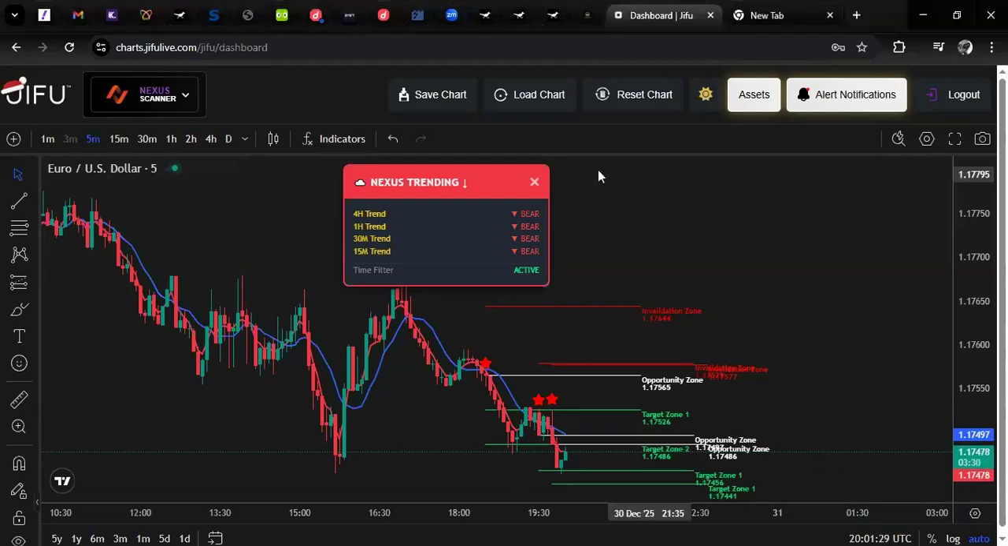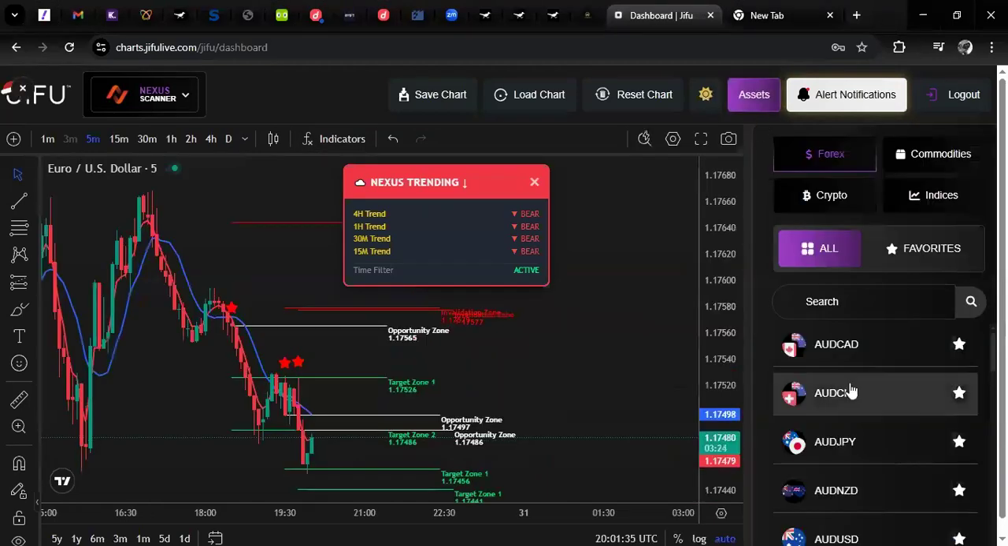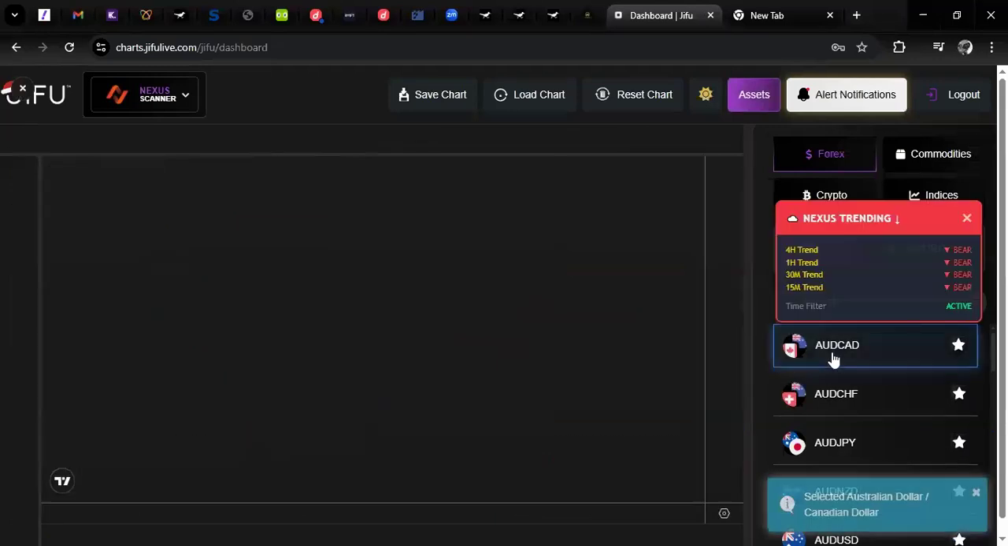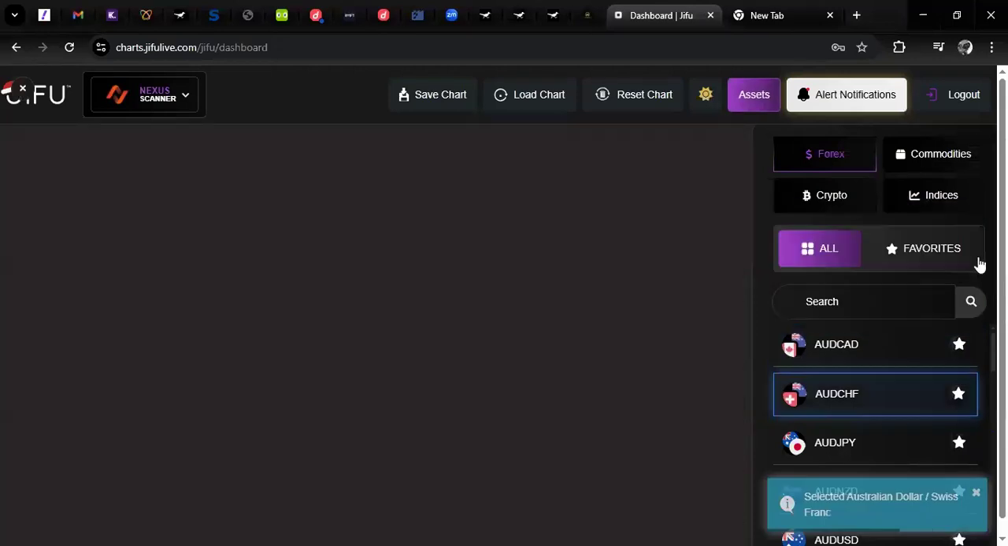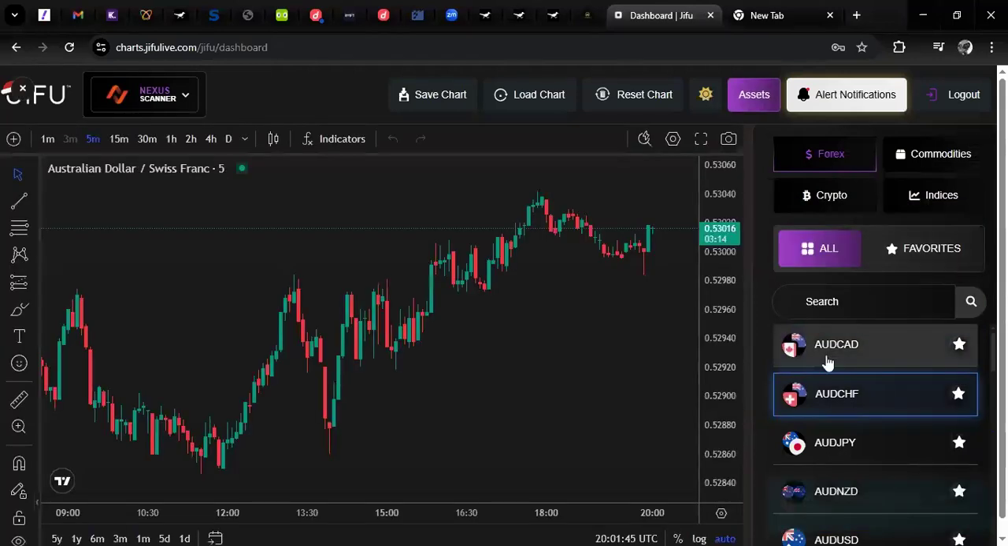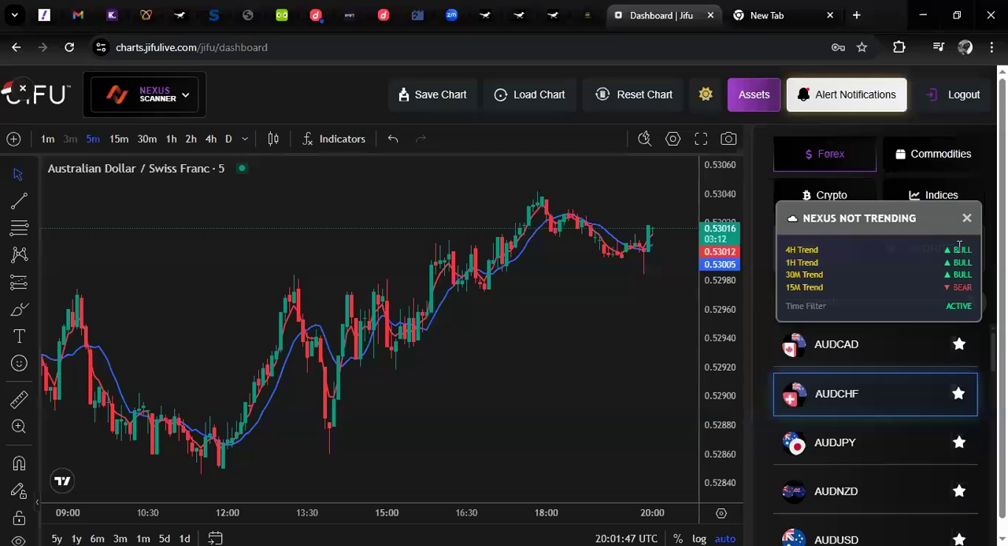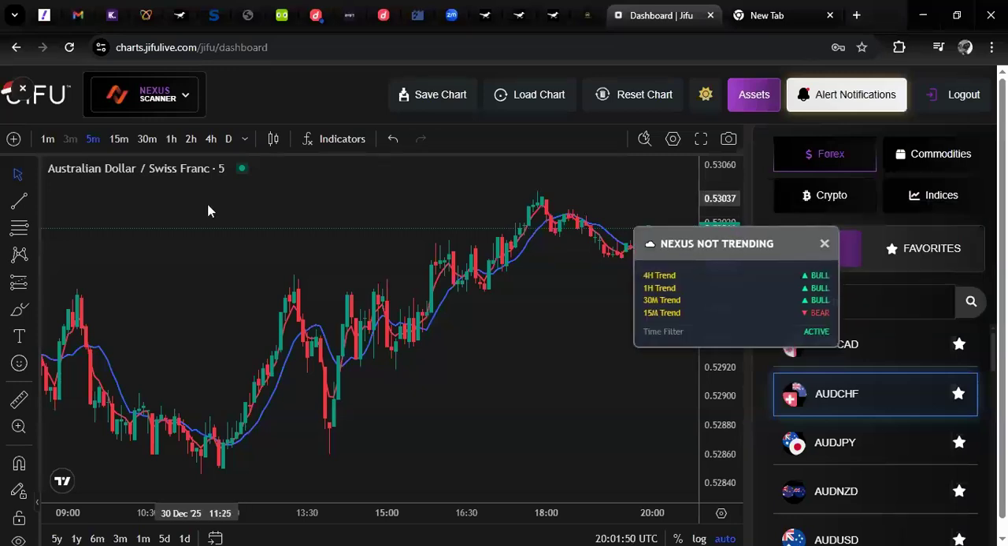So if it was a buy, let's check. Trying to show you an example of AUD CAD. Let's see, AUD CAD is also here. Now look at this. If you see something like this, Australian dollar AUD CHF, it is bull, bull, bull, and bear. You don't want to jump on a trade if it's bull, bull, bull, and bear like this. You want to see bull, bull, bull, bull.